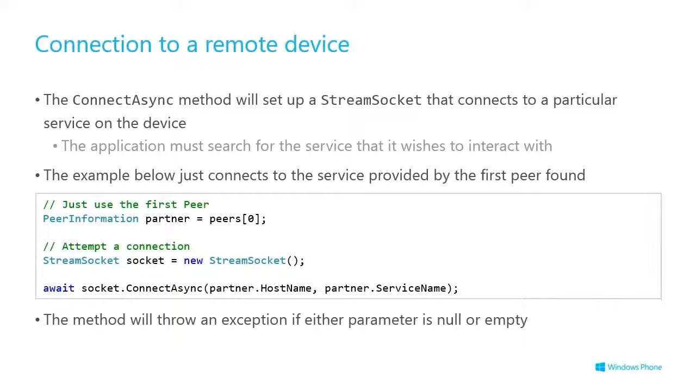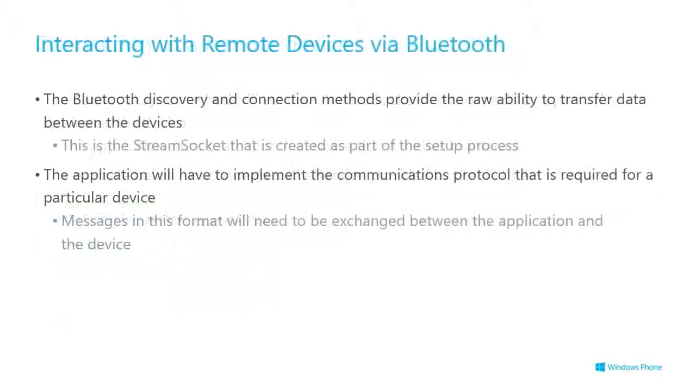Then, having decided which peer you want to connect to, here in this code sample we're just selecting the first peer. You can then new up a StreamSocket and call the ConnectAsync method on it, passing in the partner host name and the partner service name that you've got from that PeerInformation object, and that makes the connection to the remote device. So you get your StreamSocket, which is just like a pipe, and it's up to you then to implement the particular protocol that the service on the remote device expects. That's a case of finding out what that is and implementing that code yourself.